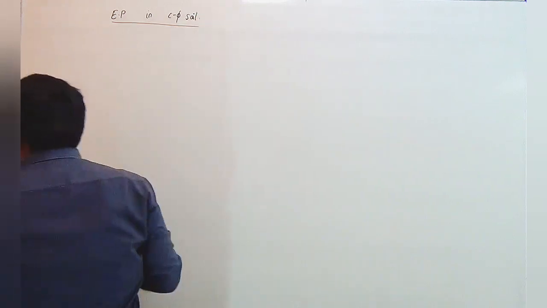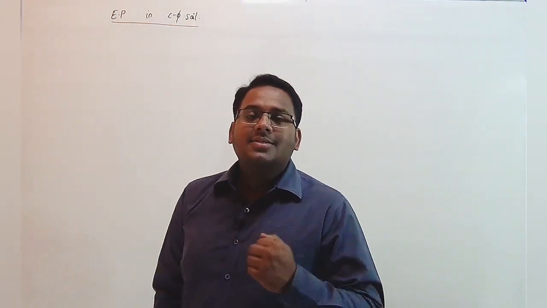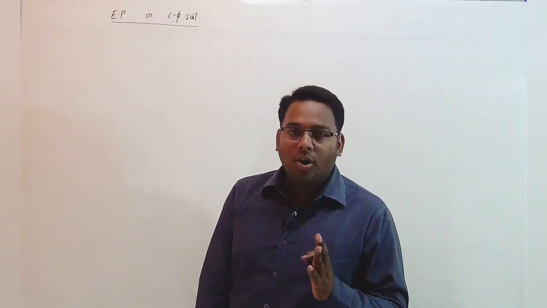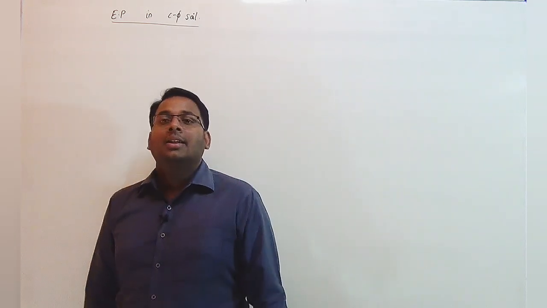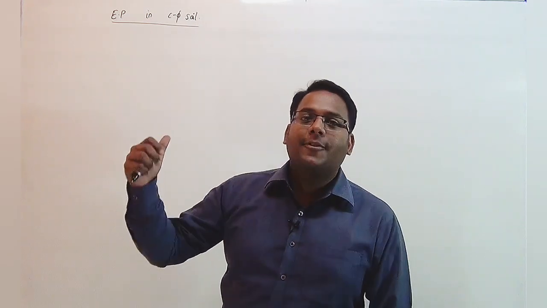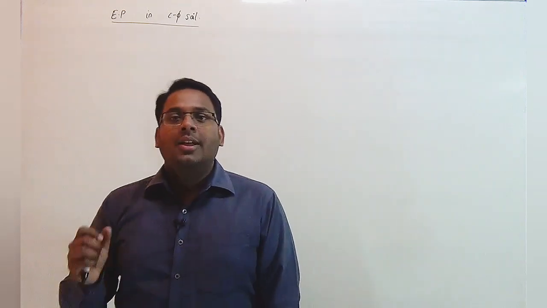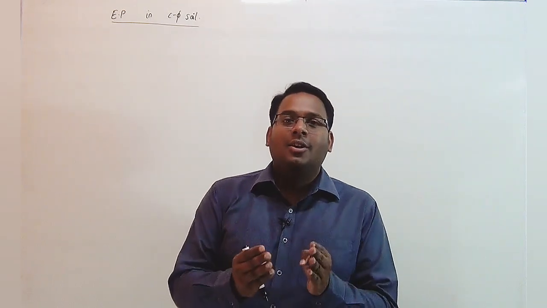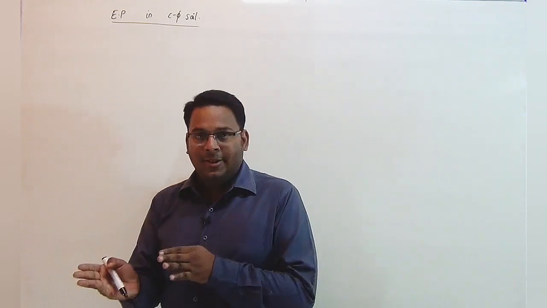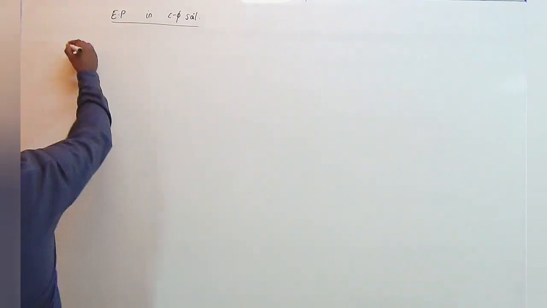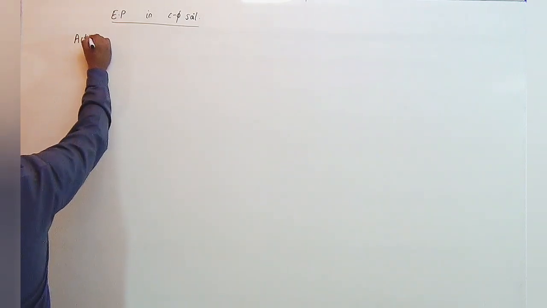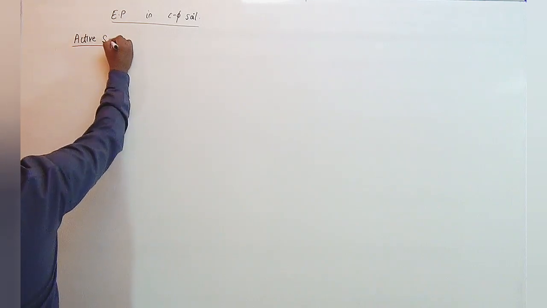But as we all know, Rankine's earth pressure theory was applicable only for cohesionless soil. That means to study the c-phi soil having cohesion in it, we have to deal with the whole procedure separately. And to start with, I am taking the soil as an active soil.